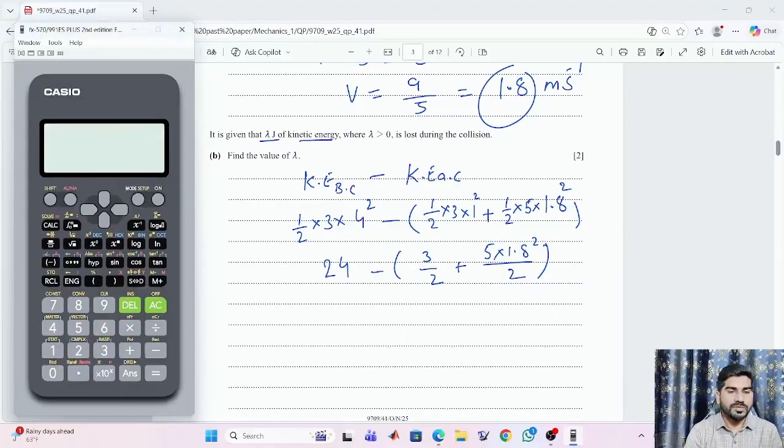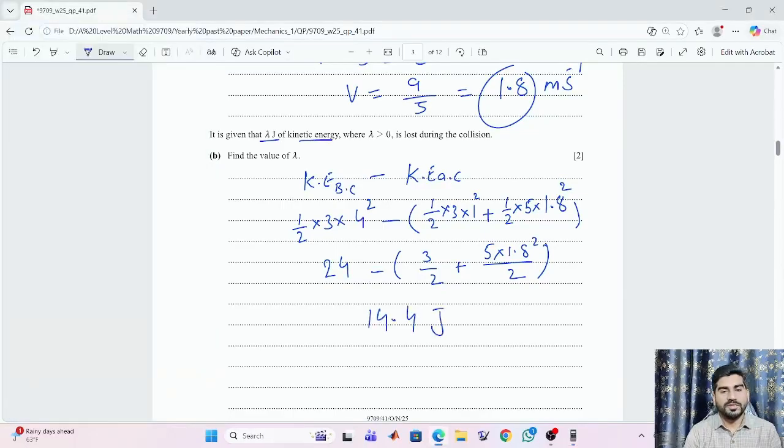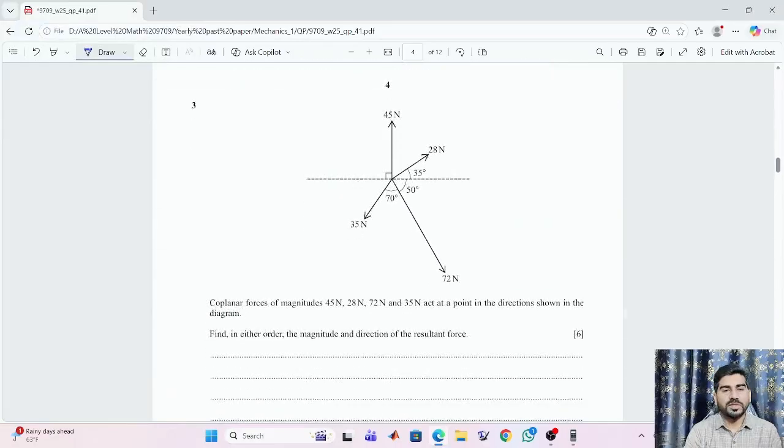I can write 24 minus 3/2 plus 5 times 1.8 squared, with the denominator 2. Pressing equals, it will be 14.4. This is energy, so the unit is joule. This will be the change in kinetic energy, and we can say this is lambda. Okay, this was question number 2.